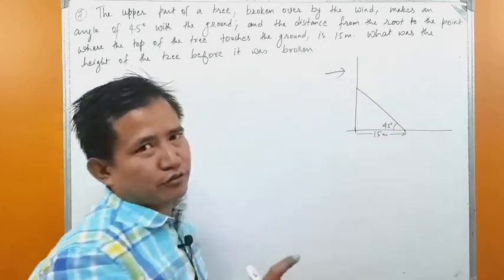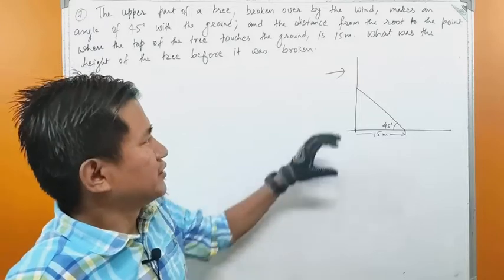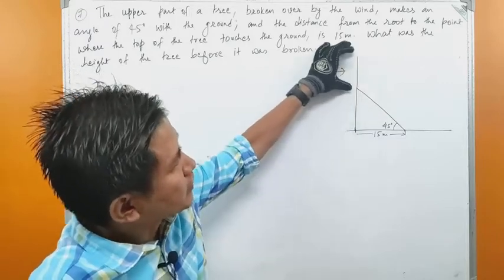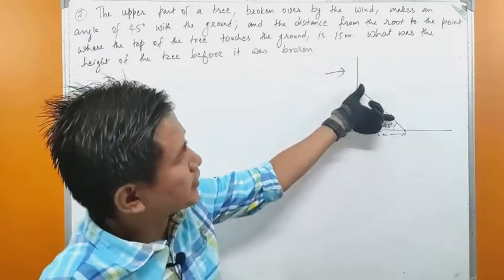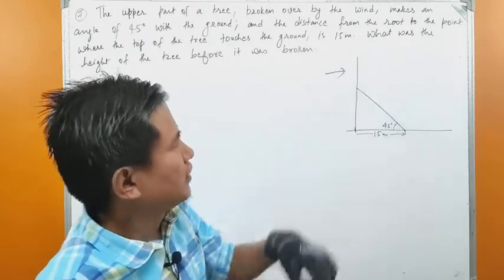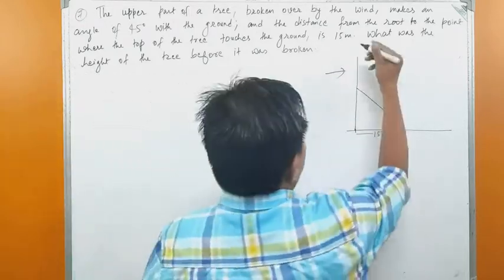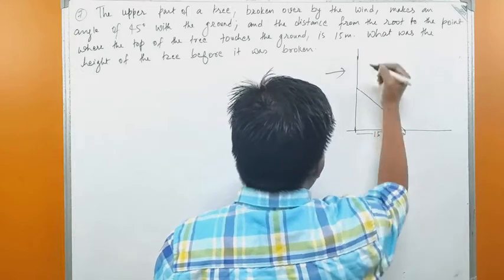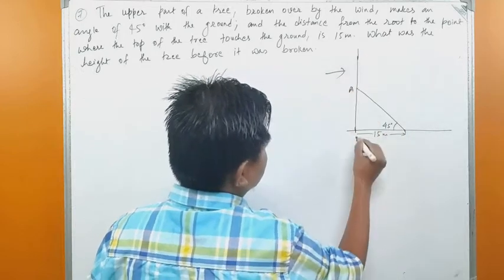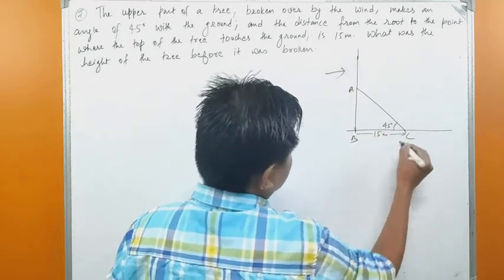So after it was broken or before it was broken, the total height is this plus this. Same thing, the upper part is this. So let us do this. Now suppose this is A, suppose this is B and this is C.